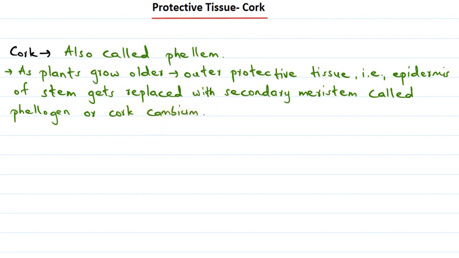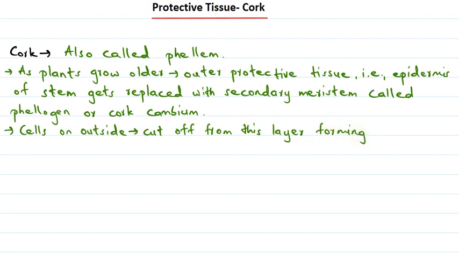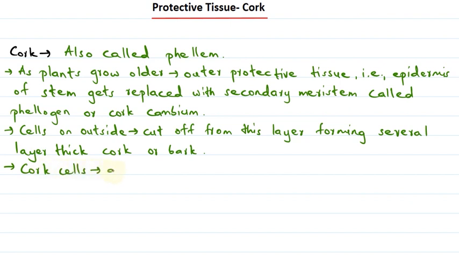The cells on the outer side are cut off from this layer, and this results in the forming of several layers thick cork or the bark of the tree. Cork cells are dead cells.